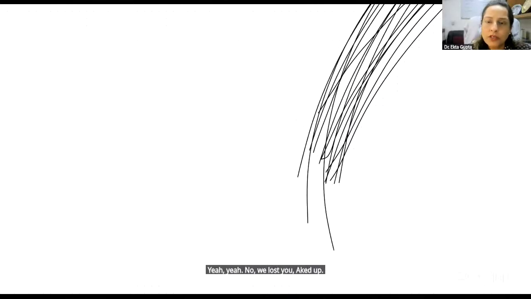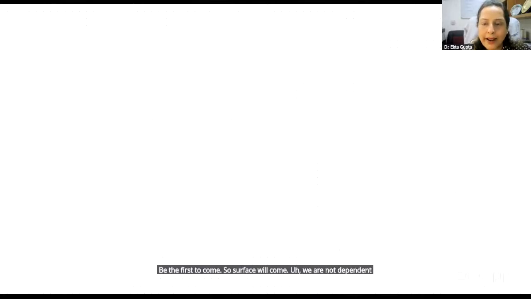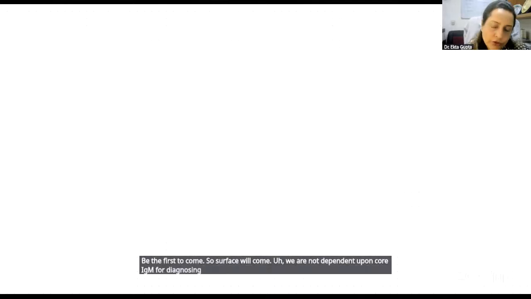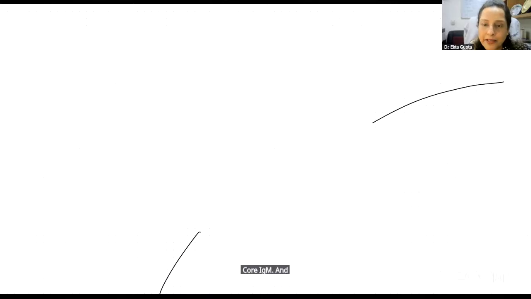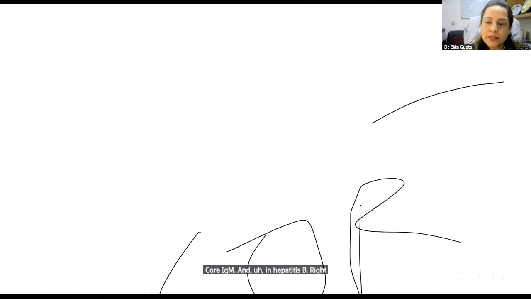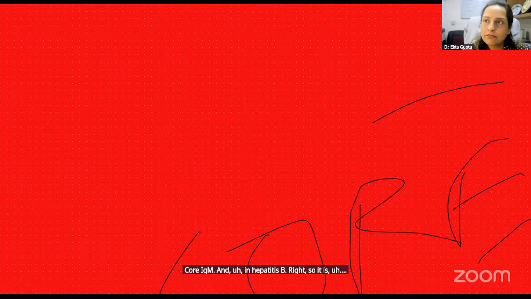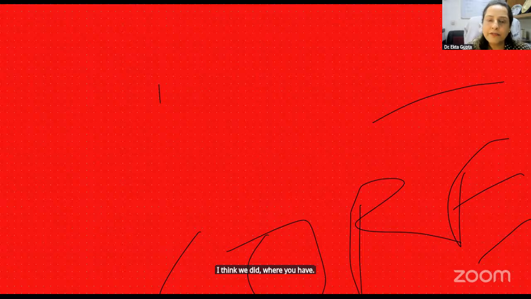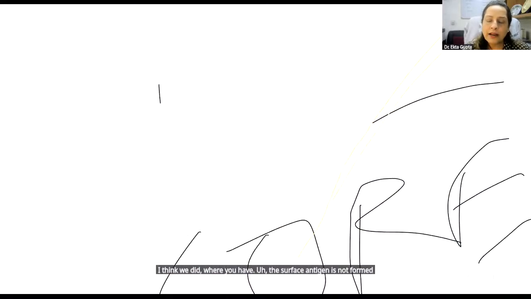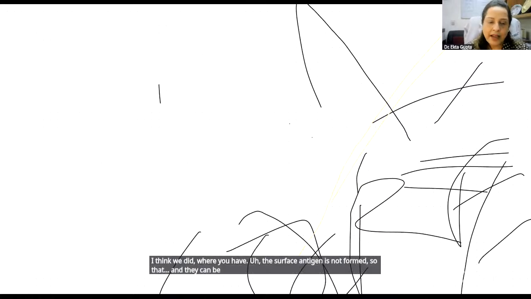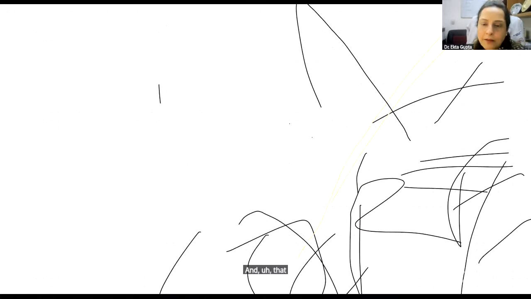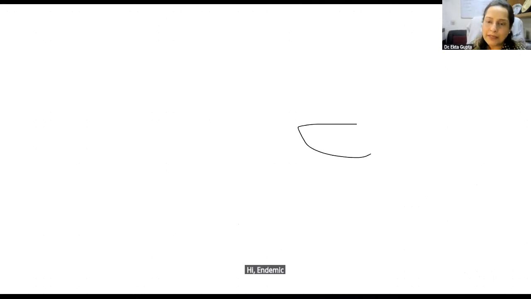A PCR will come first, then surface antigen will come. We are not dependent upon core IgM for diagnosing infection, so you don't have a window period for core IgM in hepatitis B. The window is the period where the surface antigen is not yet formed, and there can be DNA in that period. That is why in blood banks we encourage screening in high endemic areas by NAT testing, by PCR.